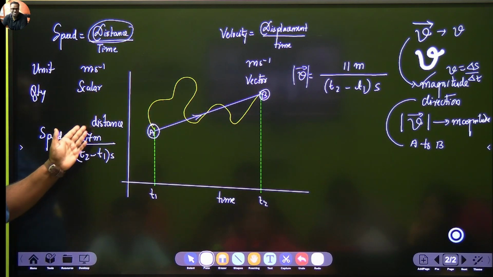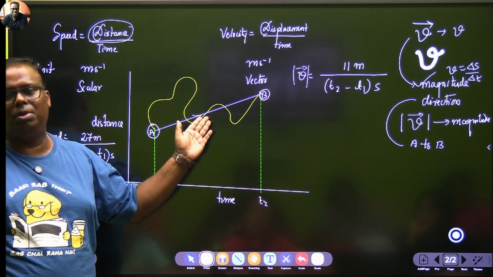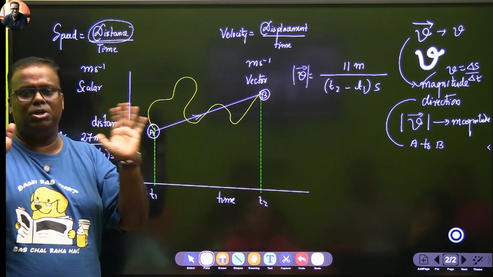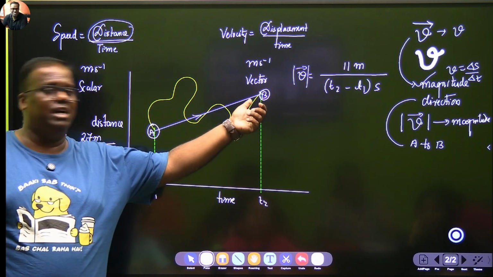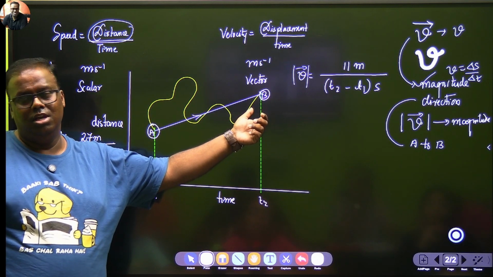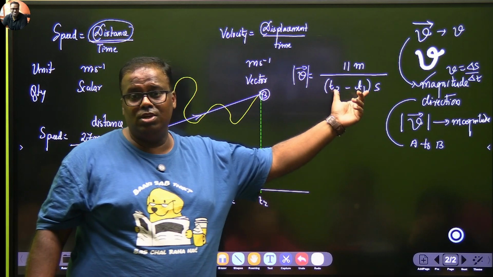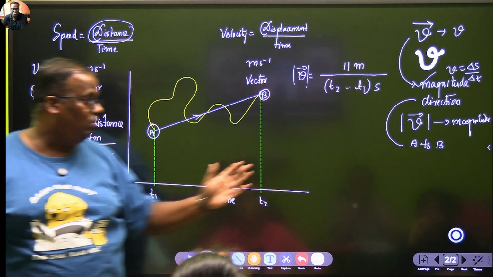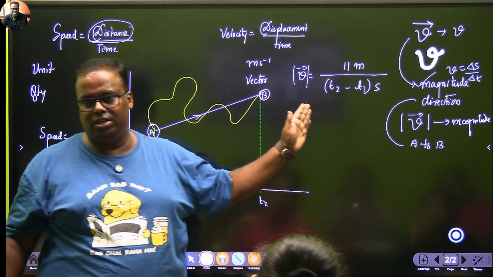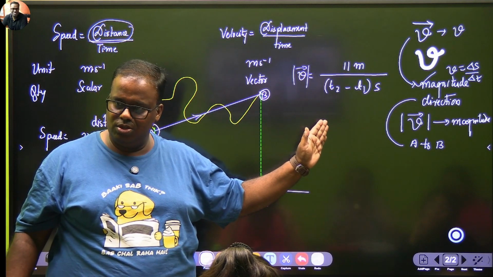What is 27? 27 is actually the length of the yellow path. For this particular example, that is distance. एक ही तरीके से गया. In one way he went. But when we calculate the velocity, we are interested in the displacement. We have nothing to do with 27. We will be calculating the shortest straight line distance. Have you understood?